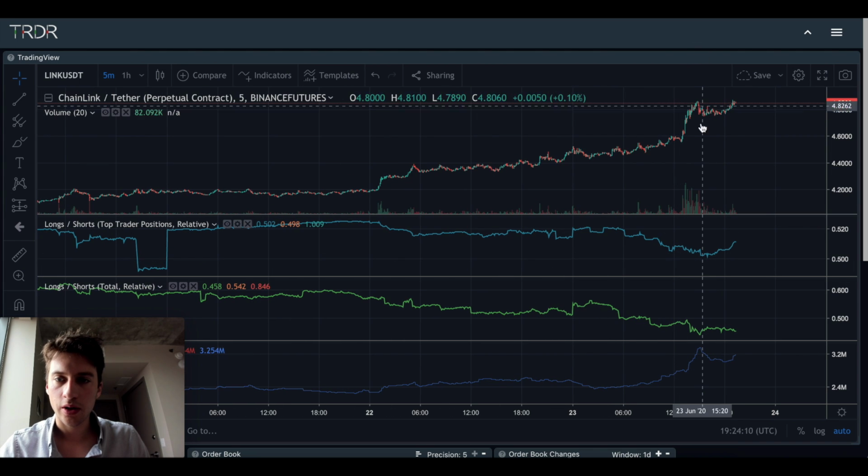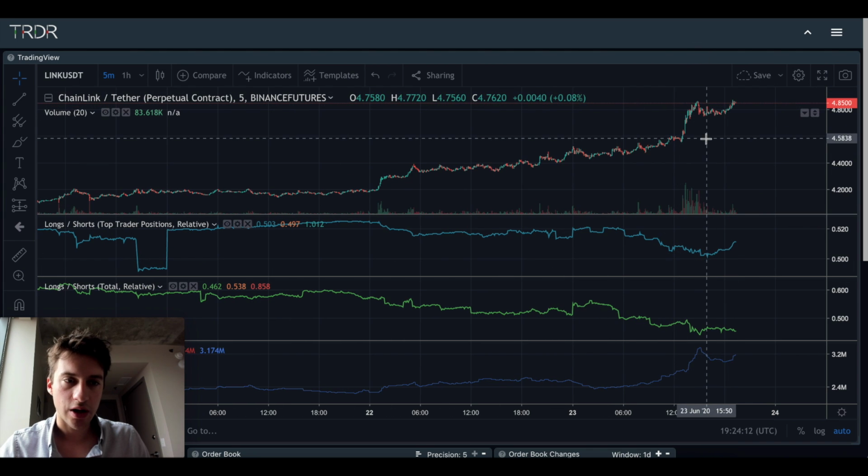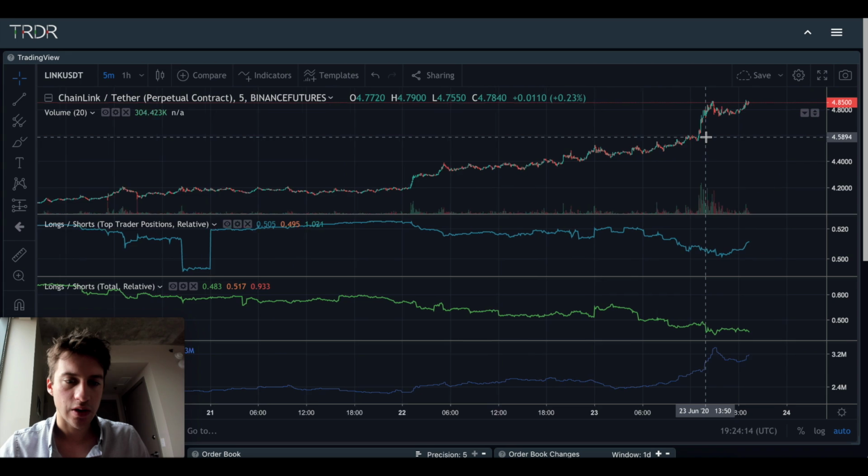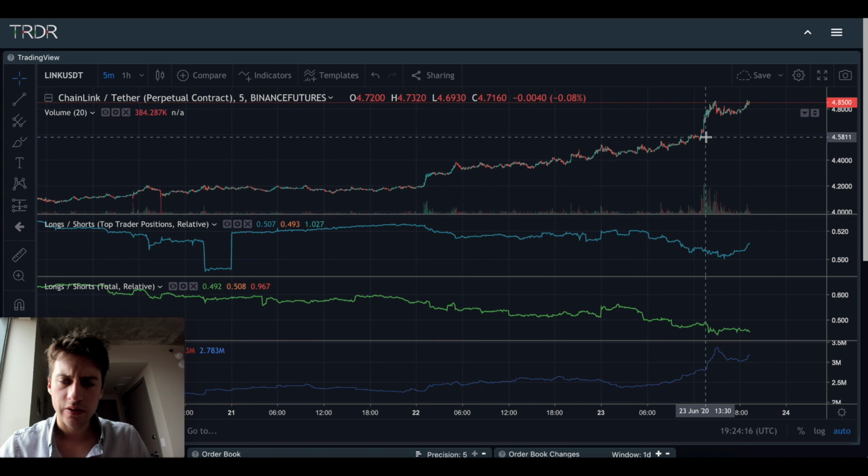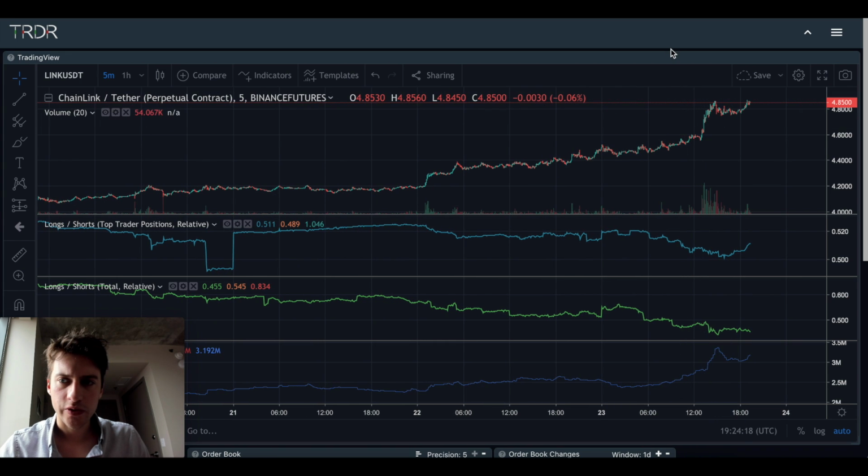But of course, I could be wrong, and a lot of things could happen and I could be wrong. But this does look bullish on Link, but we will see. Perhaps a lot of what happens to Link will also be dependent on what happens to Bitcoin. If Bitcoin drops dramatically, then Link will probably drop dramatically too.